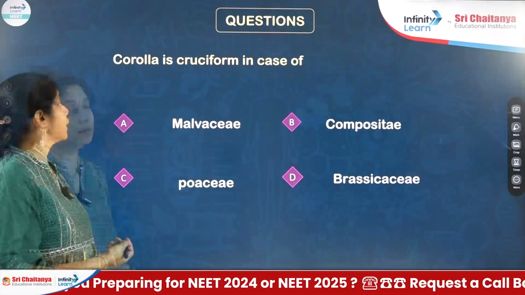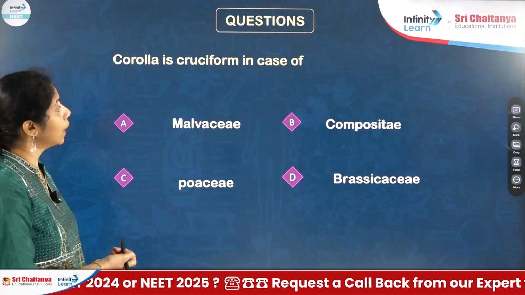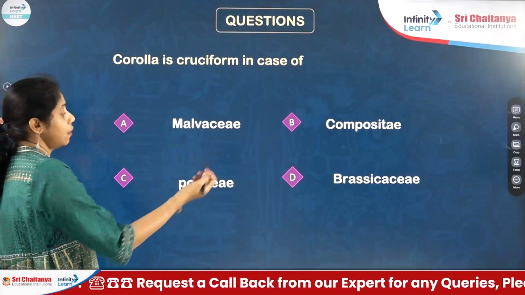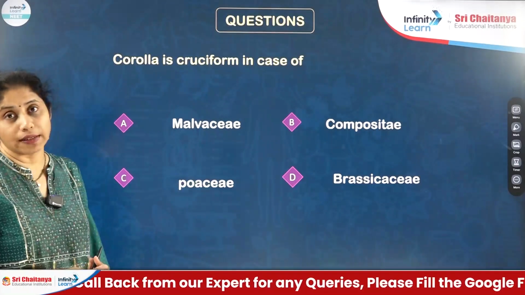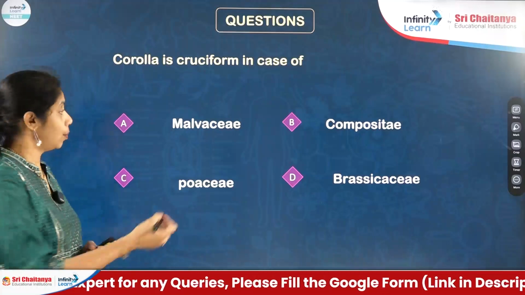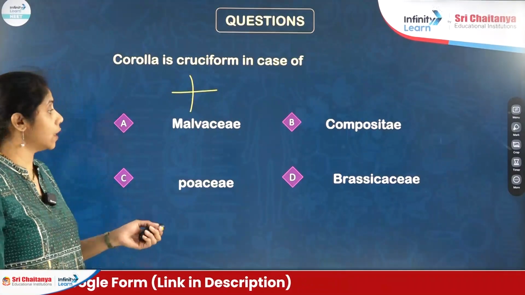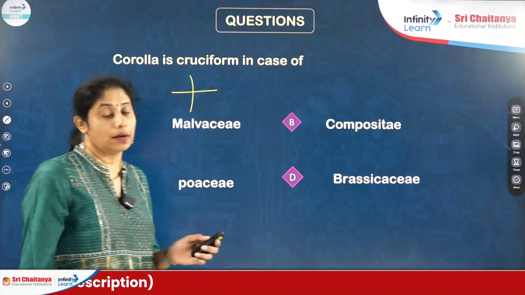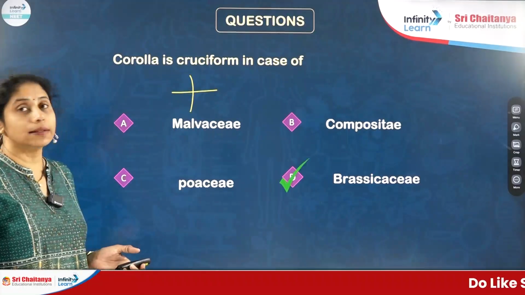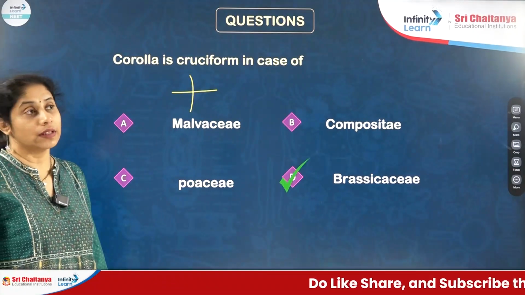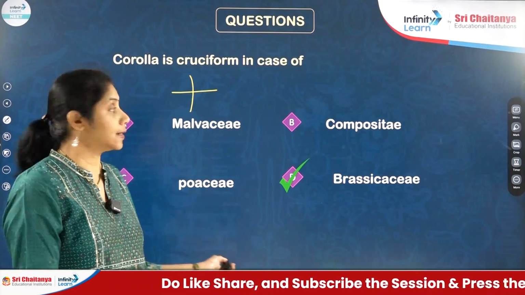You can see here the first question: corolla is cruciform in case of Malvaceae, Compositae, Poaceae and Brassicaceae. Cruciform corolla, the plus-shaped corolla, will be like this. It is present in the family Brassicaceae. So for this, the answer is Brassicaceae. You can see that cruciform corolla in the Brassicaceae family.